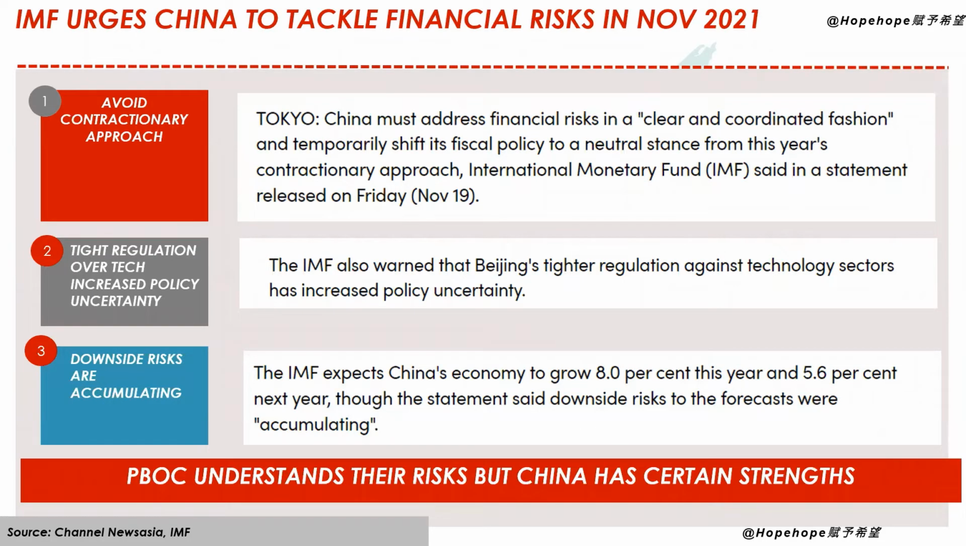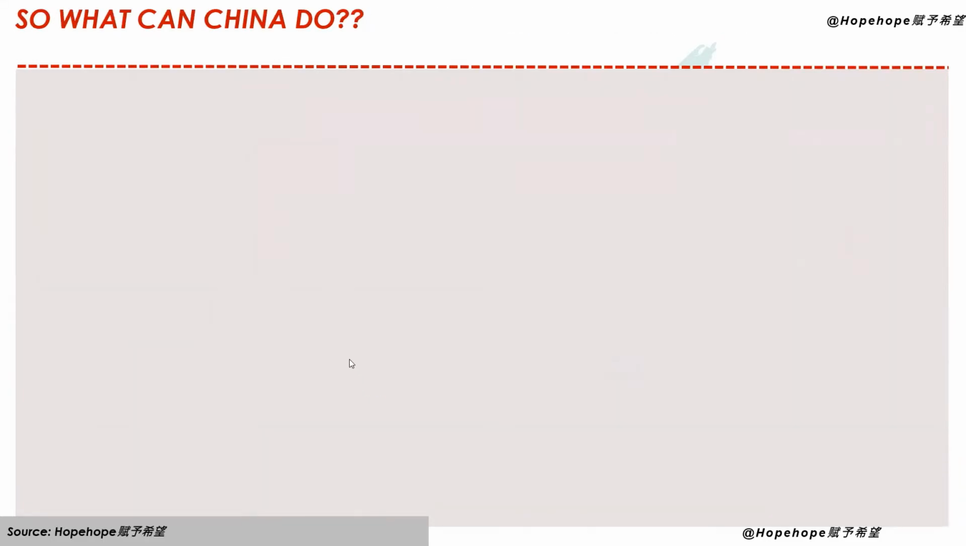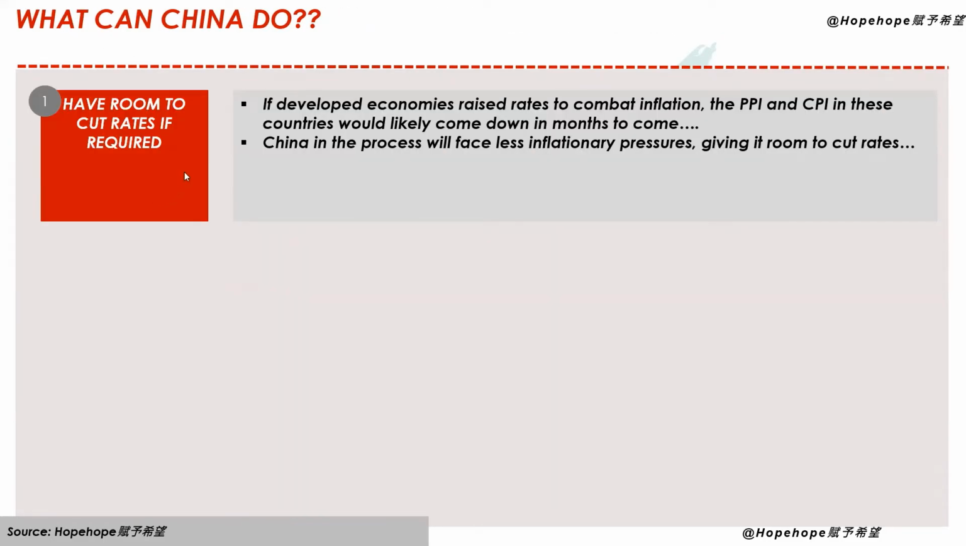PBOC understands their risk, but China has its own strength as highlighted in their report. What can China do? China definitely has room to cut rates if required. If developed economies like US, UK, and other European countries raise rates to combat inflation, the PPI and CPI in these countries will likely come down in months to come. China in the process will face less inflationary pressures, giving it room to cut rates.